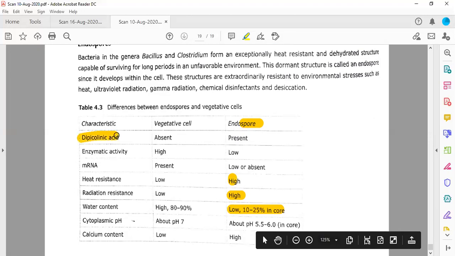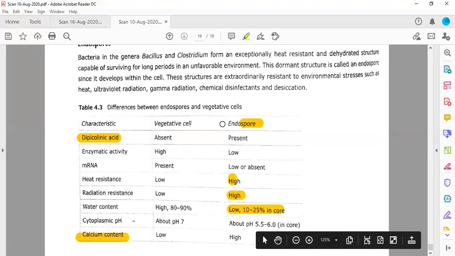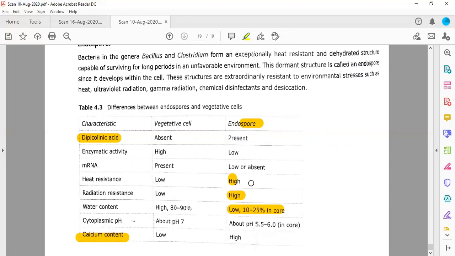Why are they very resistant to heat, radiation and other kinds of stresses? Because of two reasons. One is dipicolinic acid, and the other is the very high calcium content. This particular substance, dipicolinic acid, is present only in the endospores, not in the vegetative cells. So these two additional components found in endospores are responsible for the stress resistance, for example, heat and radiation resistance. You can also see there is low enzymatic activity, and mRNA is low or absent, because they are metabolically very, very less active. So they do not require energy or nutrients in very high concentration.